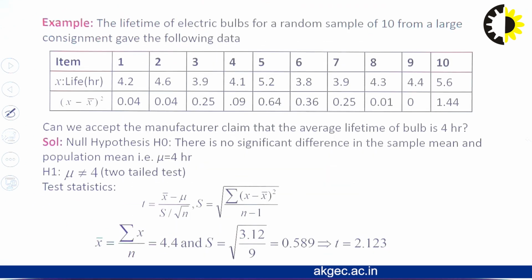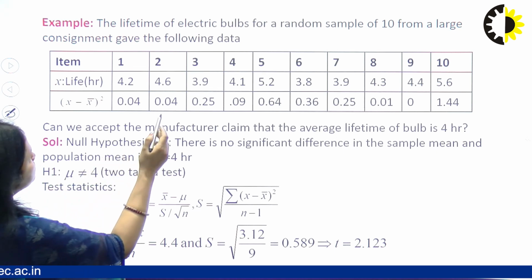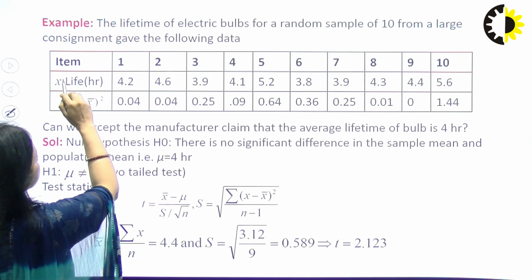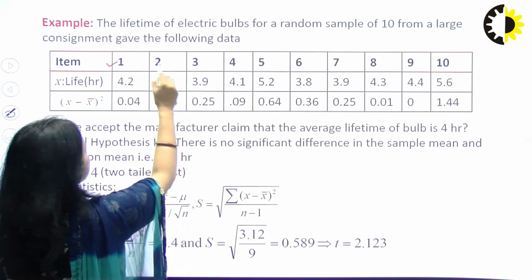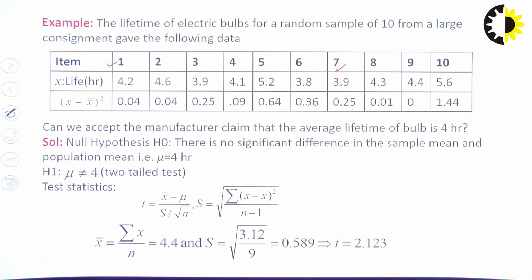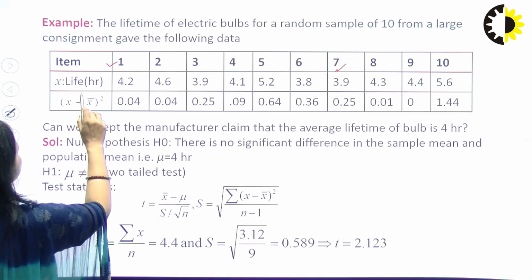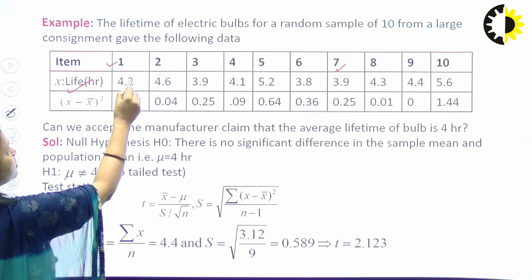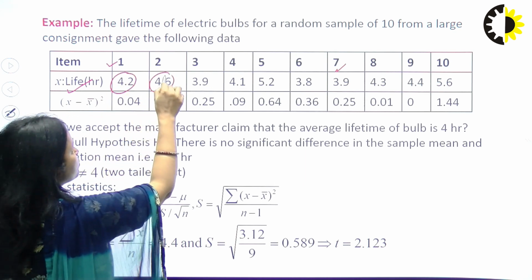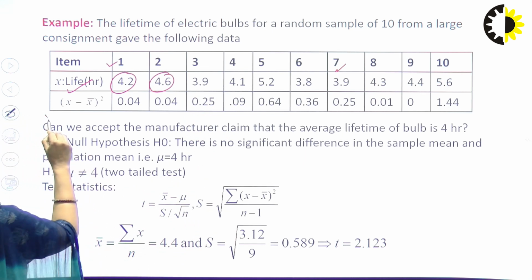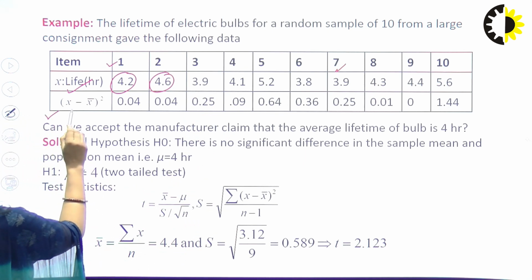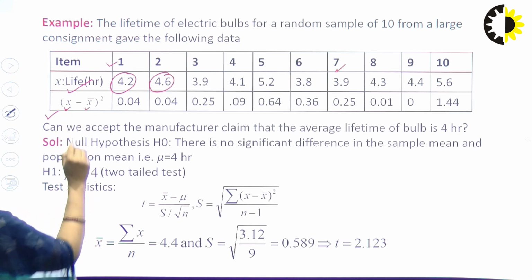Okay, now let us take an example. The lifetime of an electric bulb for a random sample of 10 from a large consignment gave the following data. Here from a production lot, 10 items have been taken, which means we have a sample of size 10, and the average life is noted. For the first bulb, average life is 4.2, for the second 4.6, and so on. Next, it takes the square of the deviation of each item from the mean.